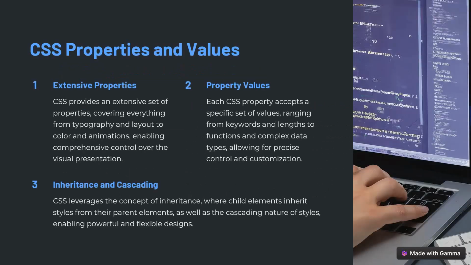Properties and values. For any CSS, we use a property and a value. CSS provides an extensive set of properties, from typography and layout to color and animations, enabling comprehensive control over the visual representation. Property values. Each CSS property accepts a specific set of values, ranging from keywords and lengths to complex data types, allowing for precise control and customization of your web page.